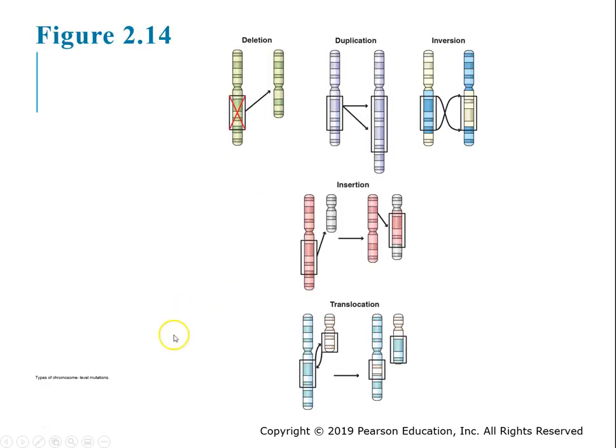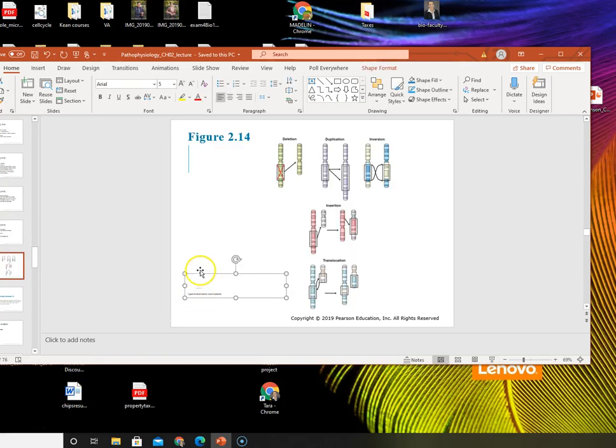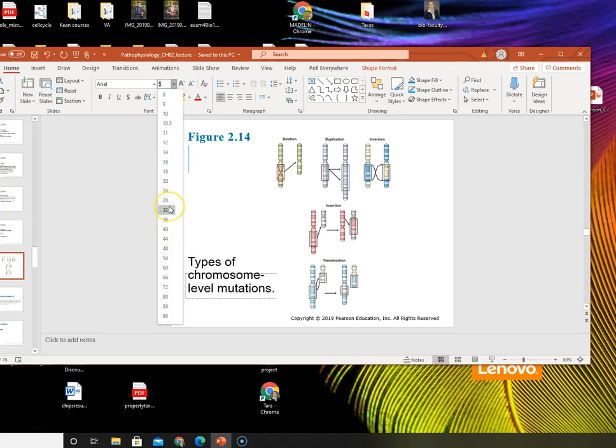So now again, shoot, one second. Let me fix this. I know I wrote a label in here, but apparently for some reason it got really small.